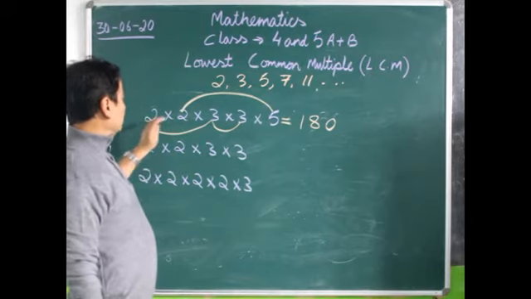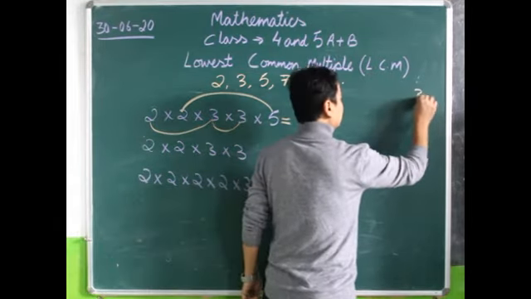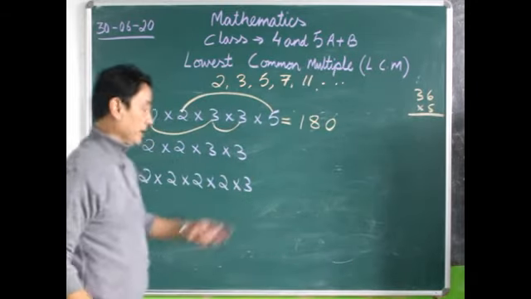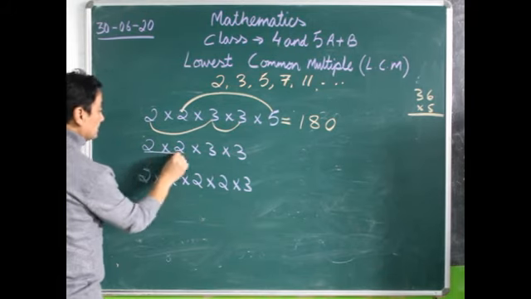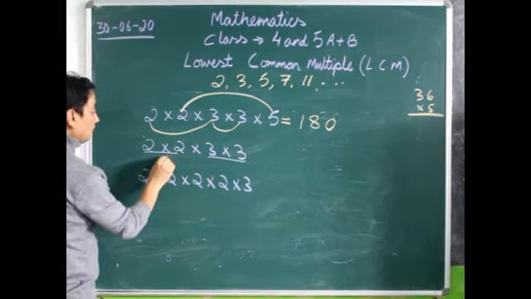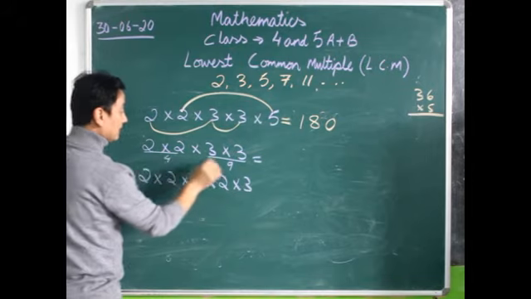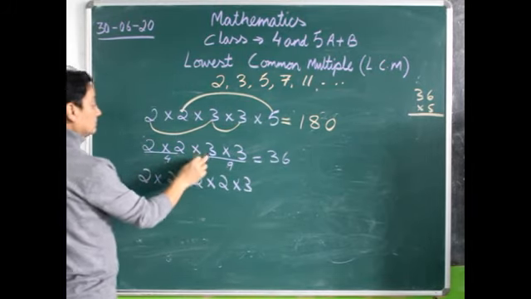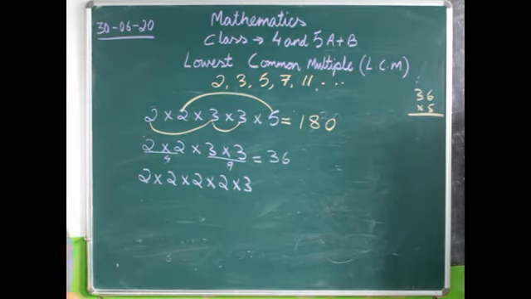Otherwise it will be 2 2s are 4, 4 3s are 12, 12 3s are 36. 36 into 5. That's going to take a long time. So this is the shorter way. Again, now let's shorten this. 2 2s are 4, 3 3s are 9. Now multiply these two. 4 9s are 36. Otherwise 2 2s are 4, 4 3s are 12, 12 3s are 36. You may know that.